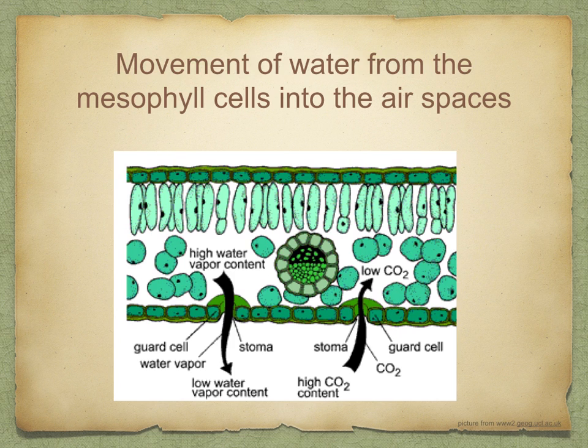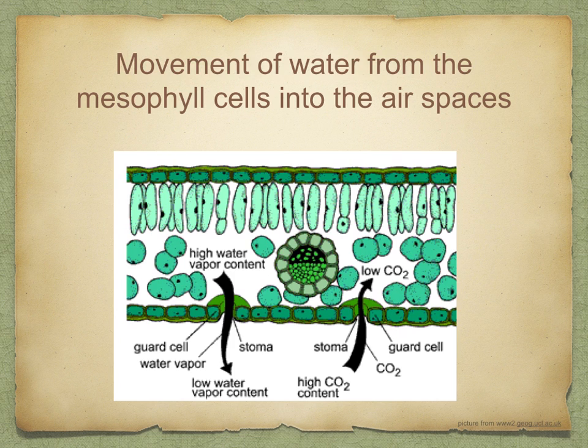Then it moves from the mesophyll cells into the air spaces. Now there's usually more water vapor in the air spaces than there is in the outside air. So water vapor diffuses through the stomata into the air. And the water lost from the spongy mesophyll cells is going to be replaced by more water from the xylem.